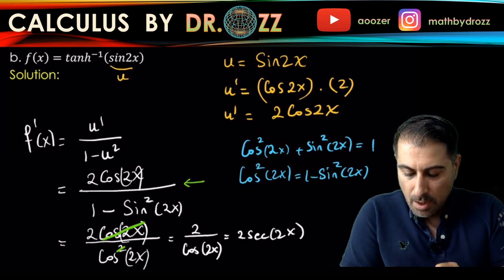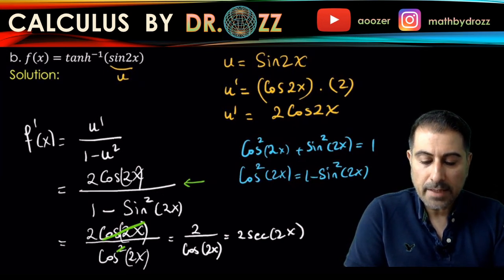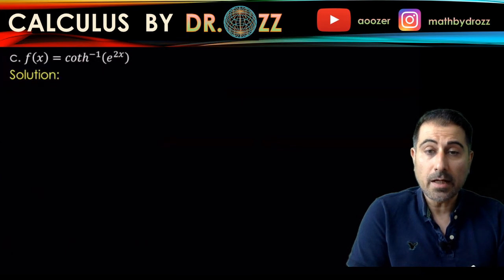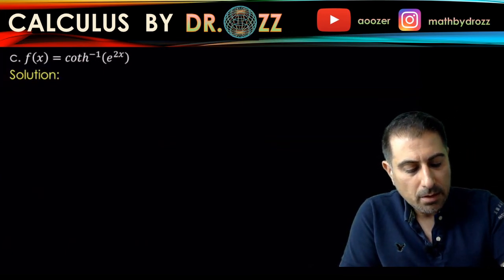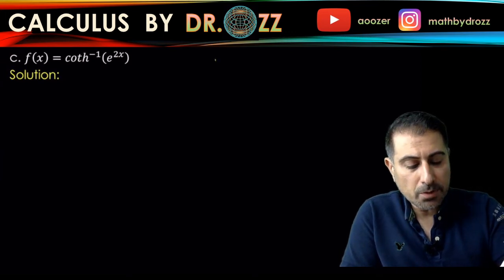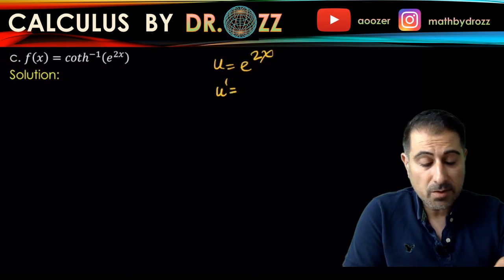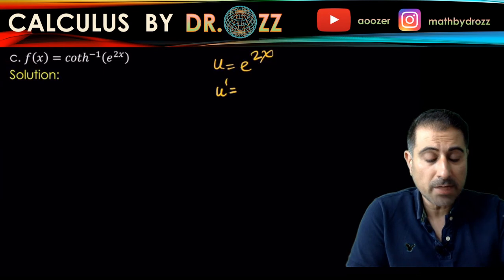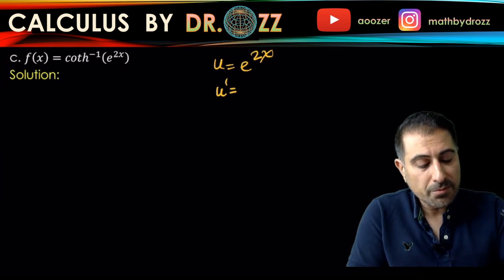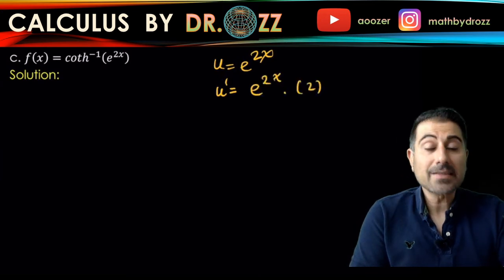Okay, and finally, let's look at part C. We have inverse cotan hyperbolic of e to the 2x. I'm going to call u to be e to the 2x right away, so that u prime, this is another application of the chain rule. The outer function is exponential and the inner function is just 2x, so it's the derivative of the outer function times the derivative of the inner part. That makes it 2 times e to the 2x.